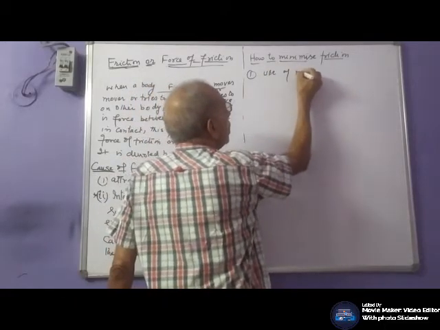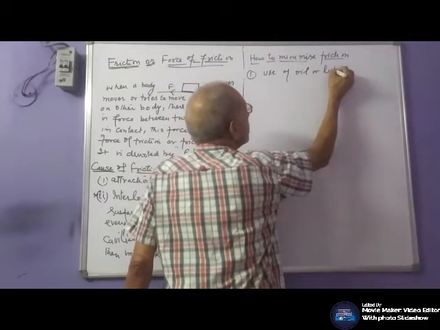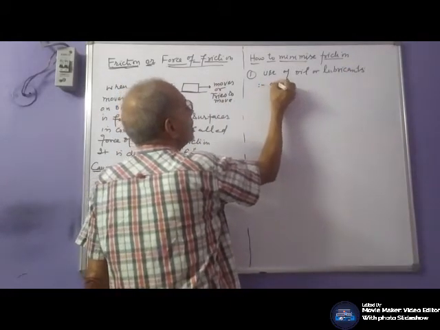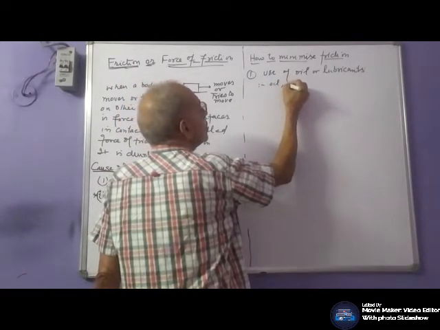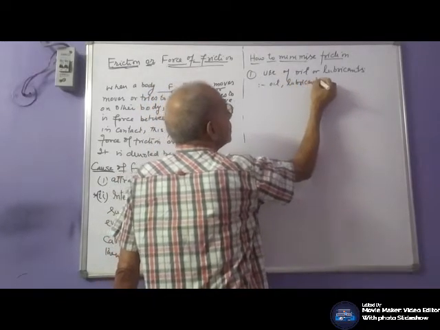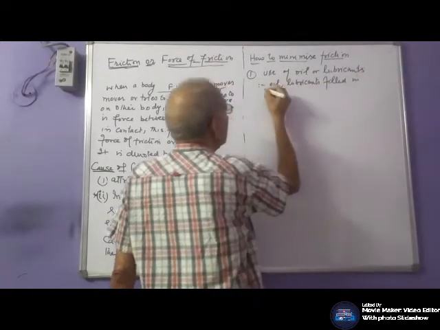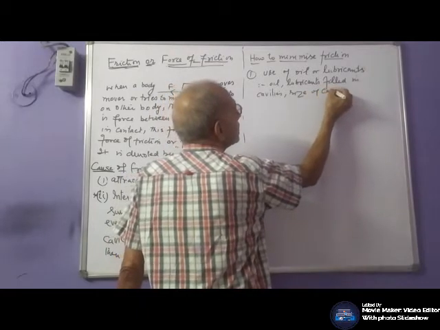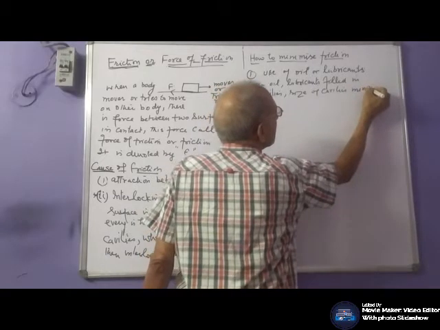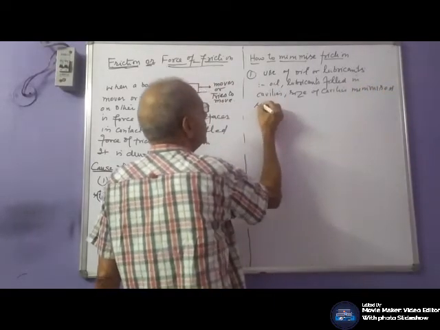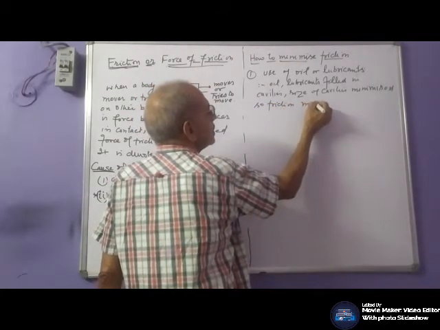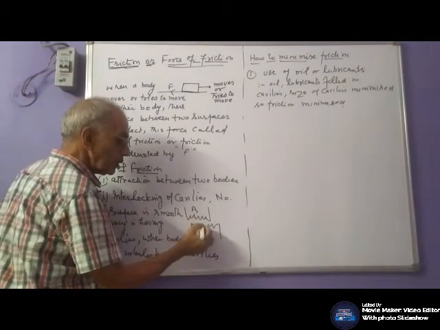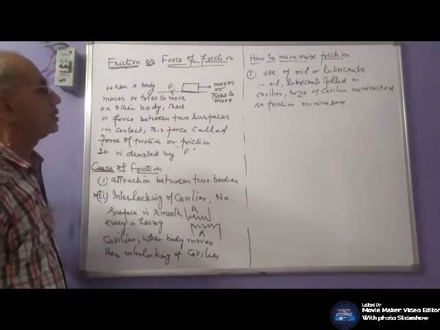Use of oil and lubricants. Oil and lubricants are filled in cavities. The size of cavities is minimized, so friction is minimized. Where the lubricant is filled in the cavities, there is no interlocking or less interlocking.